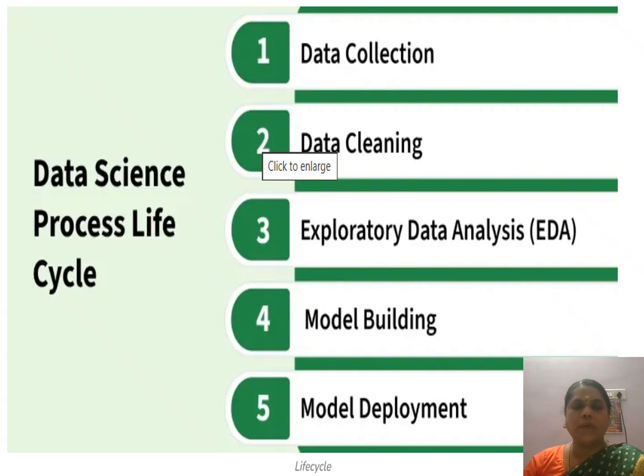Next, we are going to see the data science process life cycle. There are 5 steps in the data science life cycle process. First one is data collection. Second one is data cleaning. Third one is exploratory data analysis. Fourth one is model building. Fifth one is model deployment.